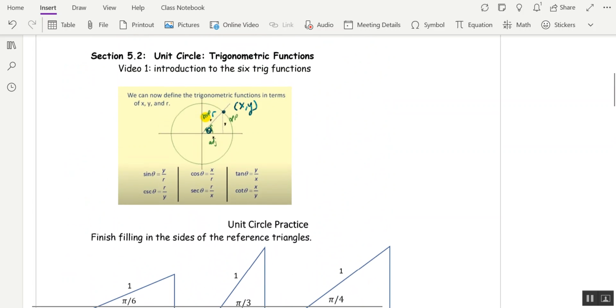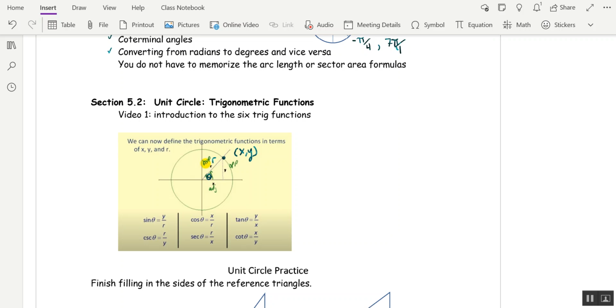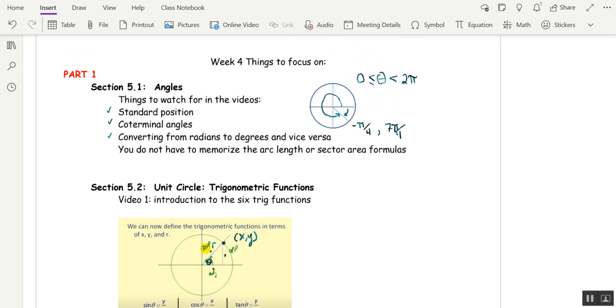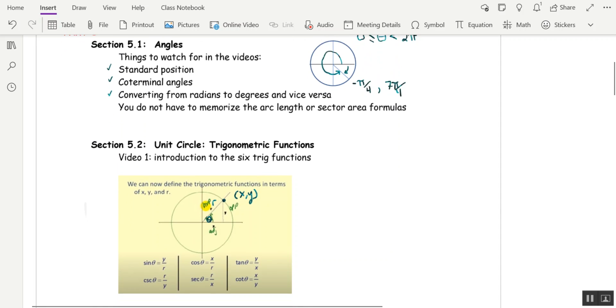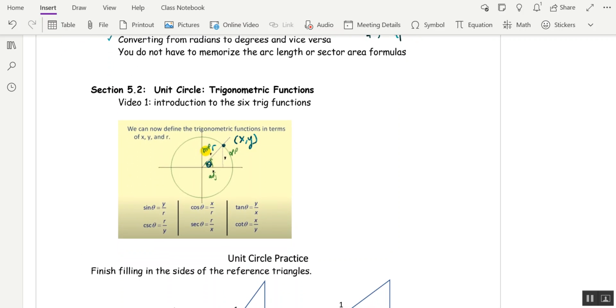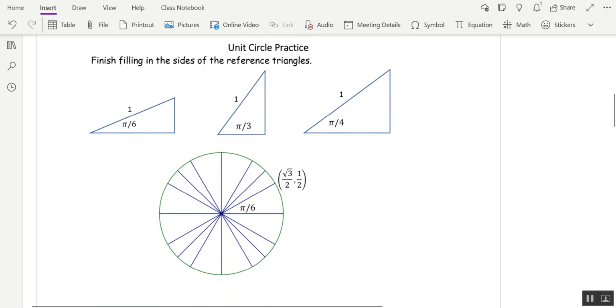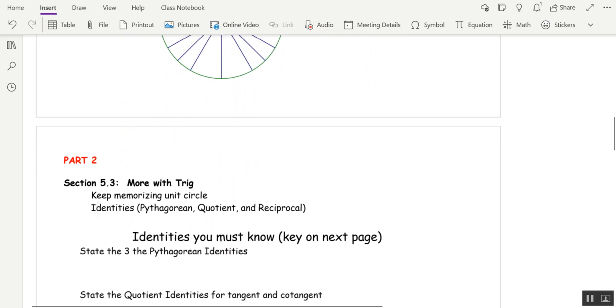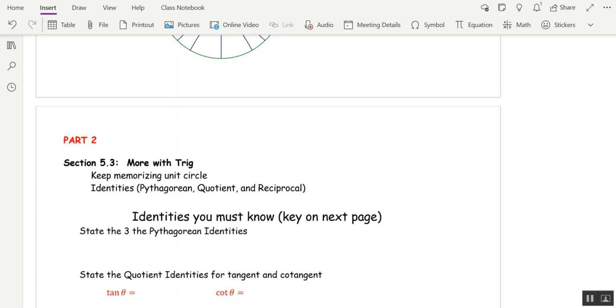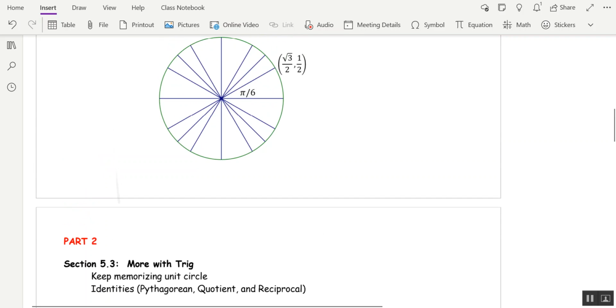Okay, the unit circle. You have a handout in this module called Unit Circle Practice, and you need to memorize. There's quite a bit to memorize this week in terms of trig. One thing you need to memorize is your unit circle, and the second thing is the other handout, which is in part 2. The part 2 module is a list of identities you need to know. There aren't a lot of identities that I'm going to have you memorize, but there's a few that you just can't get away without knowing.